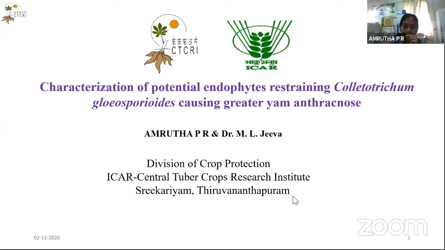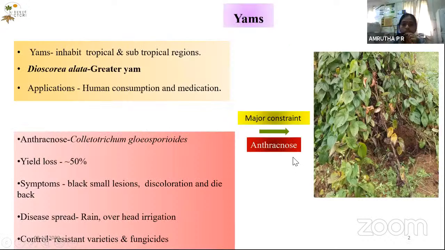Good morning to all. I'm Amrita. I want to share some of my findings on characterization of potential endophytes restraining Colletotrichum gloeosporioides causing anthracnose in greater yam. We all know that root and tuber crops are fundamental to the diets of millions of people. Dioscorea alata, our experimental plant, inhabits tropical and subtropical regions and has wide application in human consumption and medication. The major constraint for the production of greater yam is the field disease anthracnose caused by Colletotrichum gloeosporioides, resulting in yield loss of up to 50%.